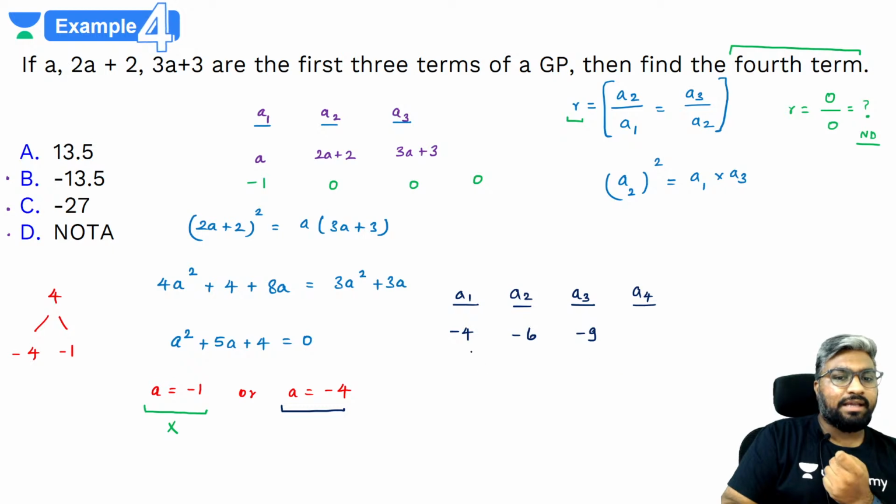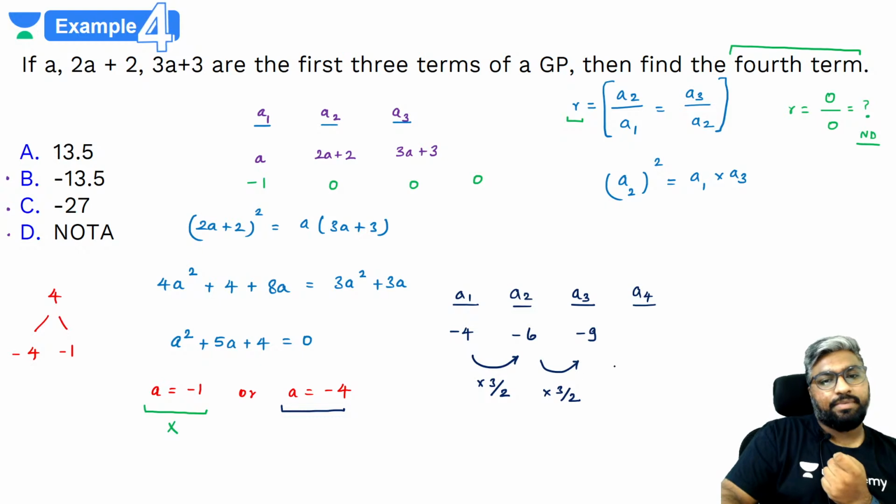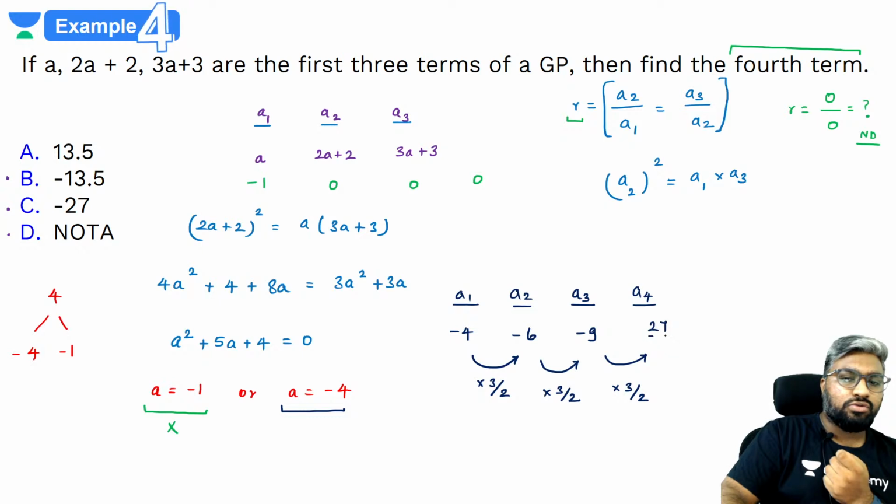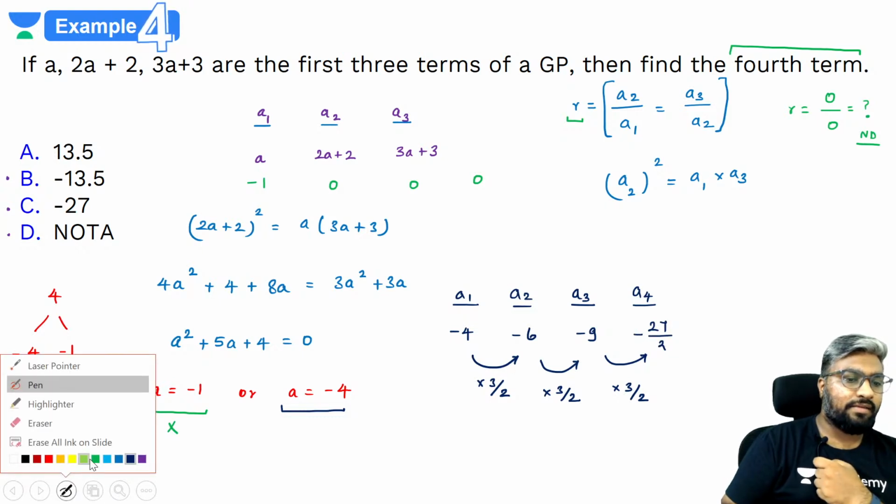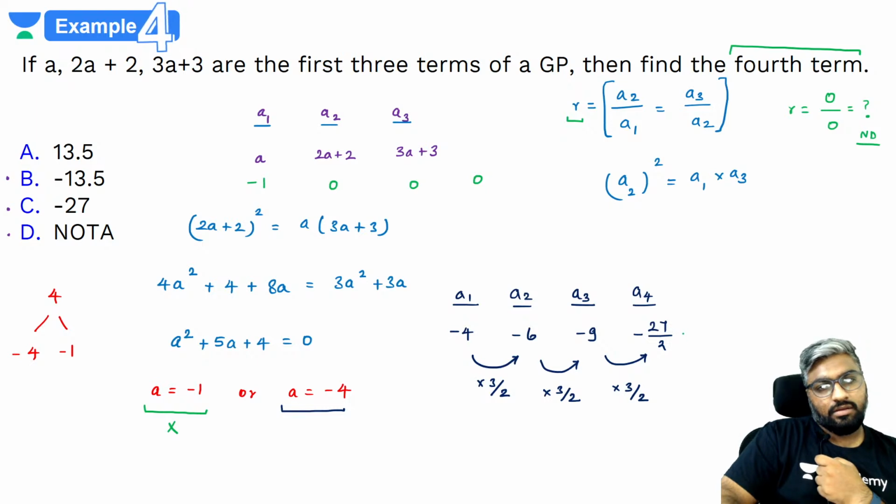क्या हो रहा है यहाँ पे? It is being multiplied by 3 by 2, correct? Into 3 by 2, into 3 by 2. तो यहाँ पे भी into 3 by 2 हो जाएगा. 9 into 3 27 by 2 minus में. What is minus 27 by 2, guys? Minus 13.5.